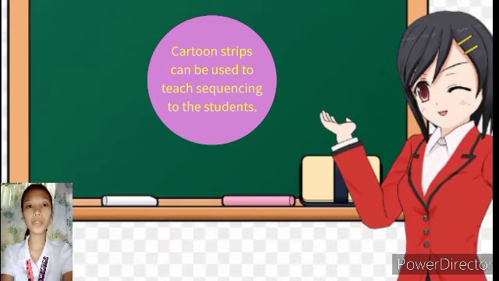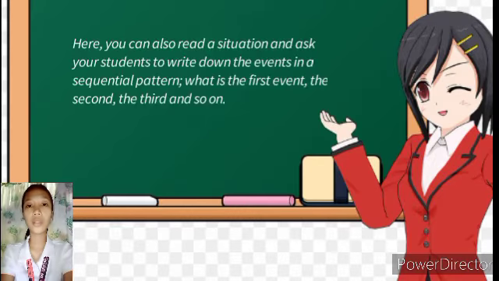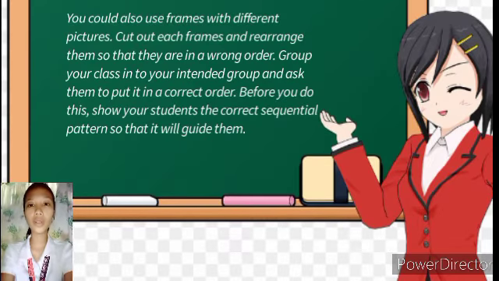Cartoon strips can be used in teaching sequencing to the students. Here, you can also read a situation and ask your students to write down the events in a sequential pattern: what is the first event, the second, the third, and so on. You can also use frames with different pictures. Cut out each frame and rearrange them so that they are in the wrong order.